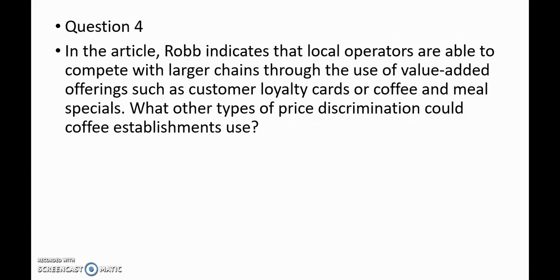Question 4. In the article, Rob indicates that local operators are able to compete with larger chains through the use of value-added offerings such as customer loyalty cards or coffee and meal specials. What other types of price discrimination could coffee establishments use?